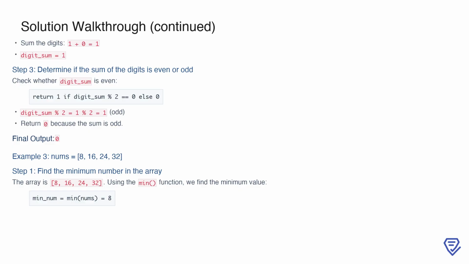Finally, we check whether this sum is even or odd. This time, 8 % 2 equals 0, so the sum is even. As a result, the function returns 1. The final output for this example is 1.